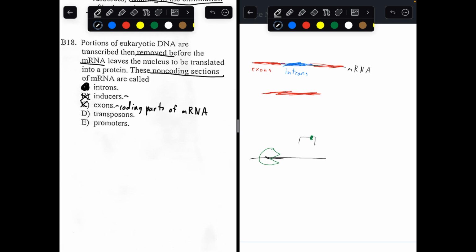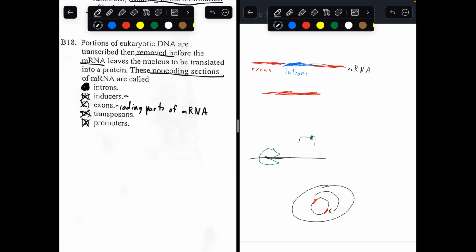Transposons are segments in mostly bacterial DNA that move around DNA. They're not necessarily for transcription, I'd say, in simpler terms. In a circular DNA, if this was the initial region of the DNA, this would move to another region. It would physically translocate into another region. But that has nothing to do with splicing out non-coding sections.